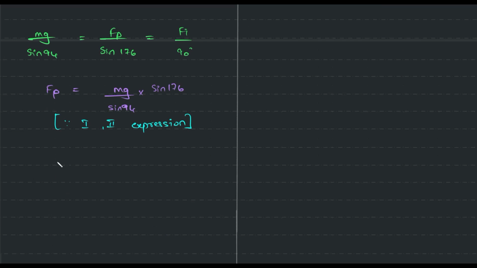Okay guys, fp is what? Pseudo force, m into a. mg by all of this, sine 94 into sine 176. So mg gets cancelled. Okay, so we basically have the acceleration, which is 10 times sine 176 divided by sine 94. So this is around 0.699 meter per second square.